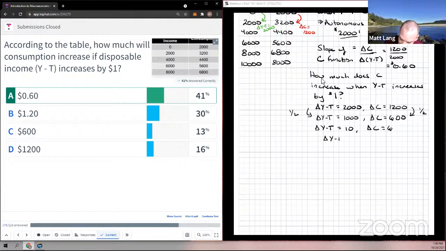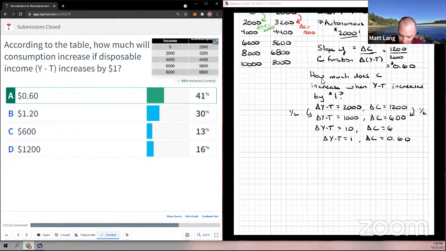If we change our y minus t by 1, we'll change our consumption by 60 cents, right? So it's just on that linear scale. We don't need to do these steps and say, all right, let's take one half and then take another order of magnitude down, then another order of magnitude down. You don't need to do that.